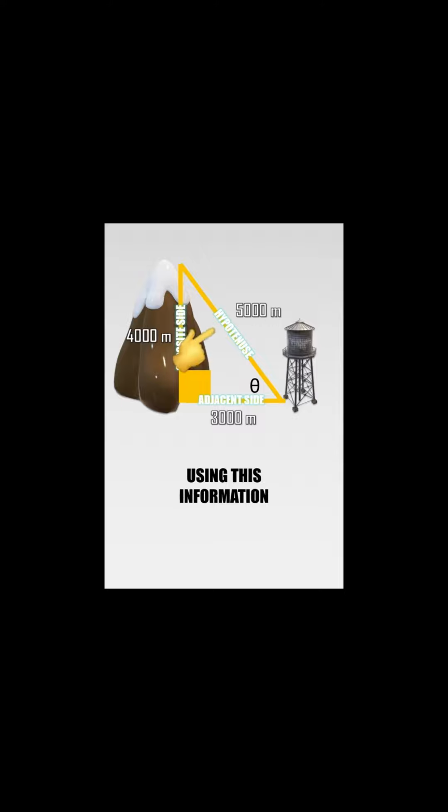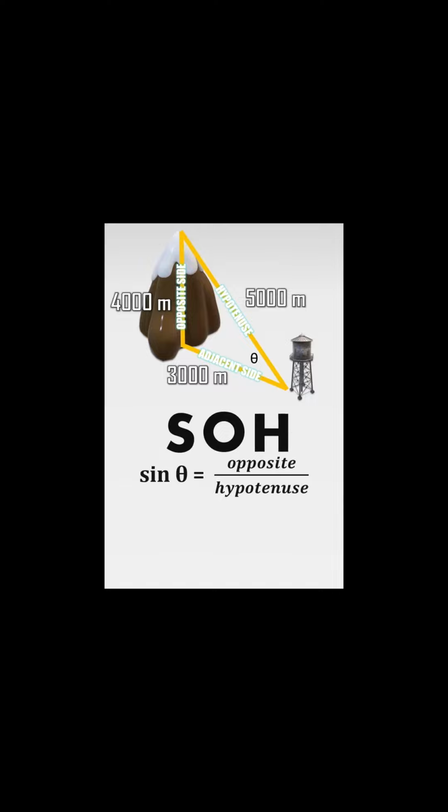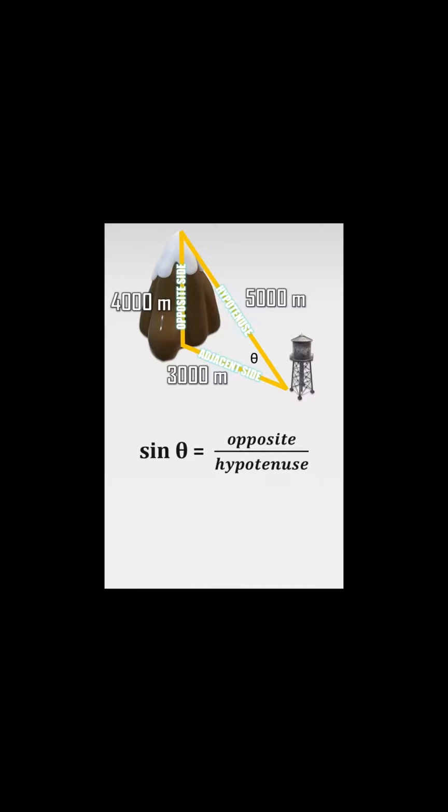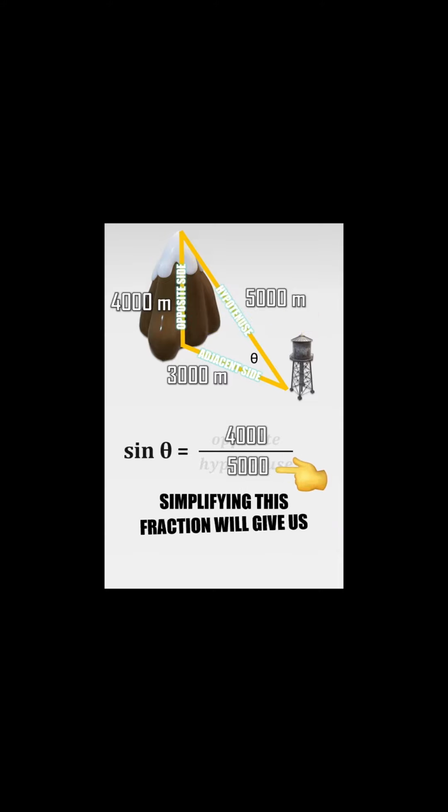Using this information, we're going to illustrate the 6 trigonometric ratios through simple substitution technique. First, we have SOH, or sine theta, which is equal to its opposite side divided by the hypotenuse. At this point, we just need to substitute the values of the corresponding parts of the right triangle to the formula of the given ratio. The opposite side is equal to 4,000 meters divided by the hypotenuse, which is equal to 5,000 meters. Simplifying this fraction will give us 4 over 5. Therefore, sine theta is equal to 4 over 5.